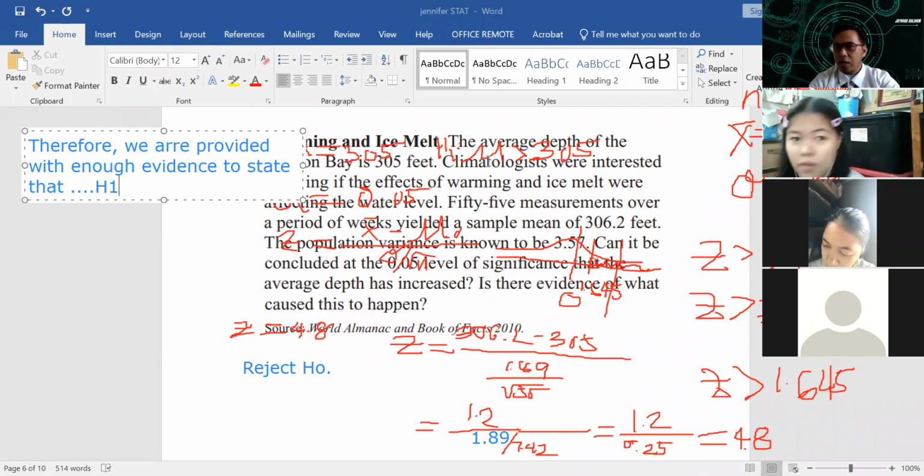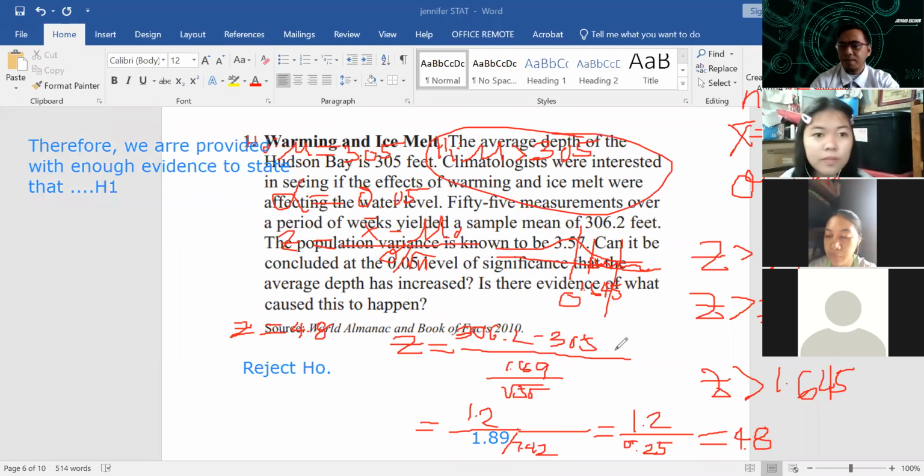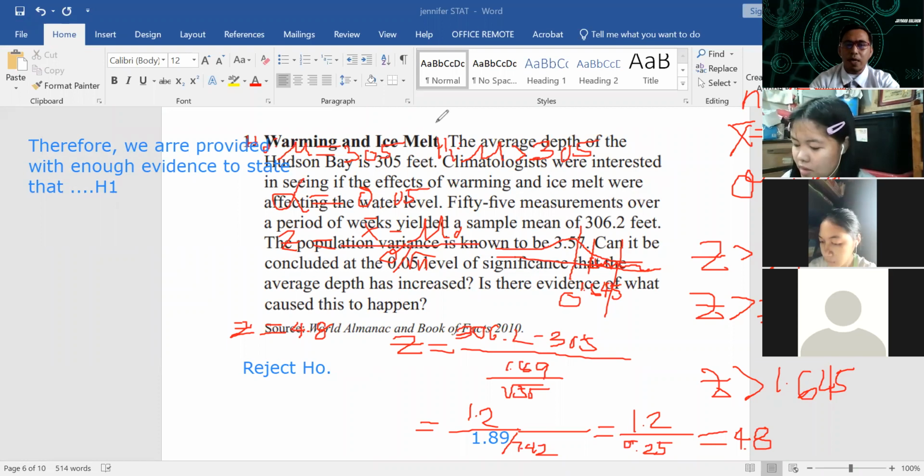In words, the mean depth of Hudson Bay is greater than 305 feet. This portion is the alternative hypothesis. So in words, that is the mean depth or the average depth of the Hudson Bay is greater than 305. It increased. Okay? So in this case, you put this here.